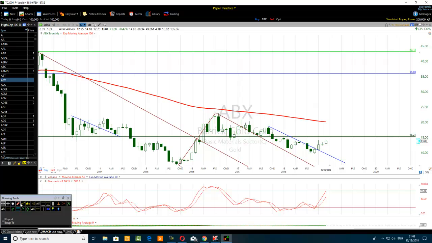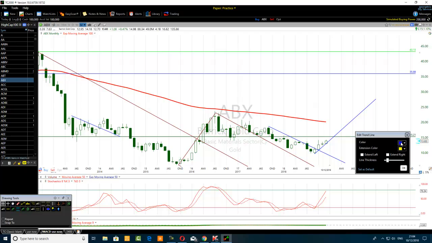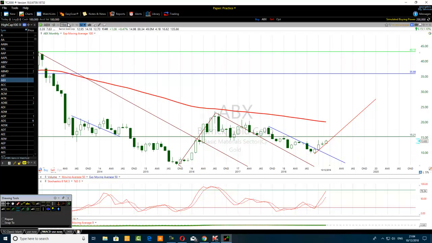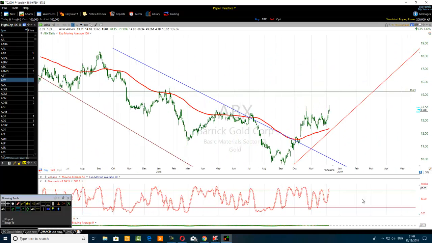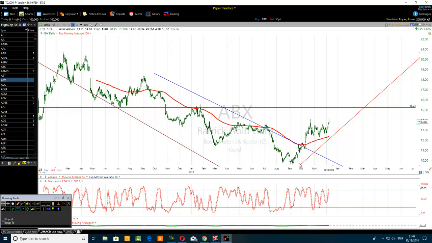I can draw another one like this. Okay, let's do one like this. It's going up now, isn't it? You draw it very close to the price on the monthly chart. This is what I call the common sense trend line. So you do it on the monthly chart before you switch to the daily chart. I'm going to color the latest one red, and then we're going to go to the daily chart. This is our red line that we drew on the monthly chart.